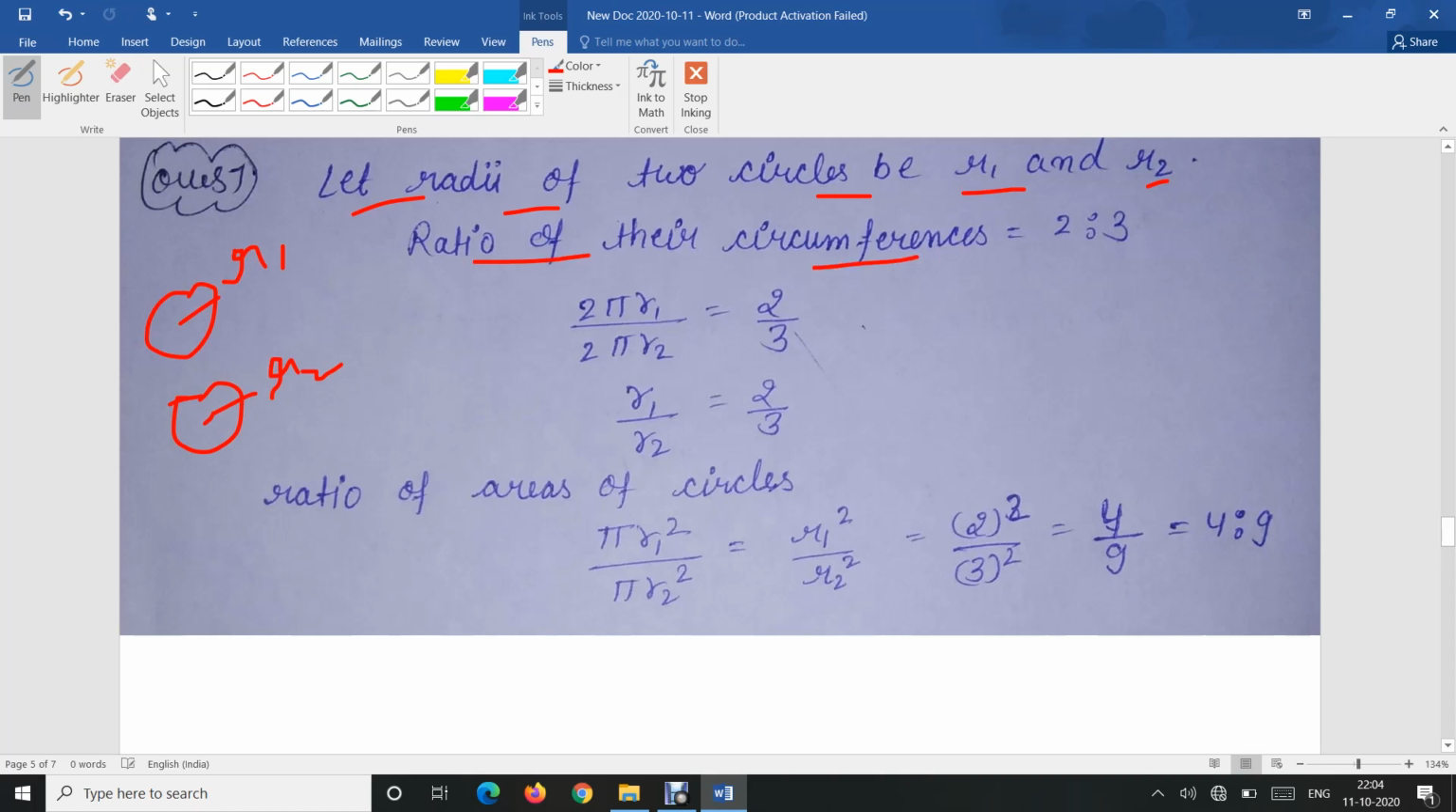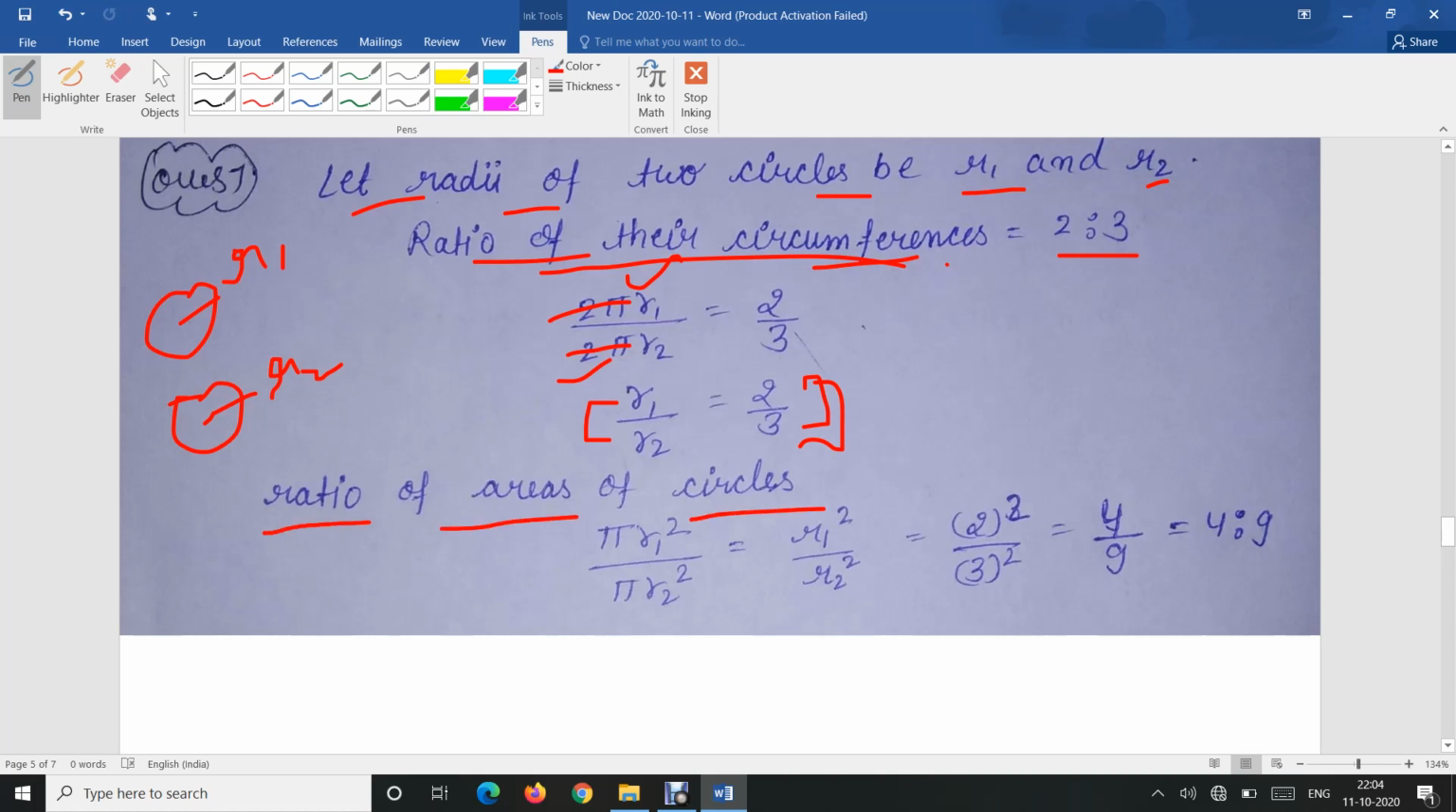Now the ratio of their circumference is given, which is 2:3, and you know the formula for circumference of the circle is 2 pi r. So you can write 2 pi r1 upon 2 pi r2. Now 2 pi are the same, so they can be cancelled. Now you are left with r1 upon r2 is equal to 2:3. That means the ratio of their radii is 2:3. Now you can find the ratio of areas.